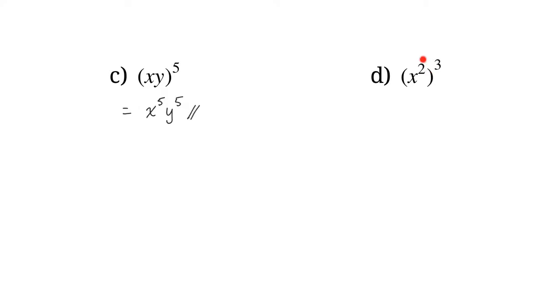And then we have x to the power of 2, all raised to the power of 3. Now since this exponent of 3 is right outside these brackets here, it still applies to everything that's inside the brackets. So in this case, we are multiplying our two exponents. So this just becomes x to the power of 2 times 3, which is just x to the power of 6.